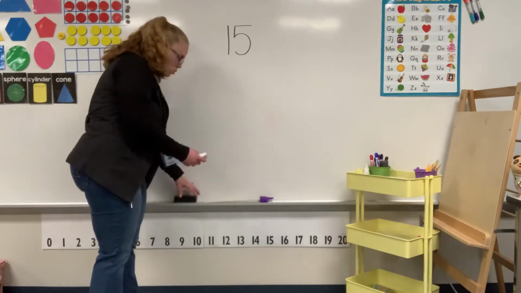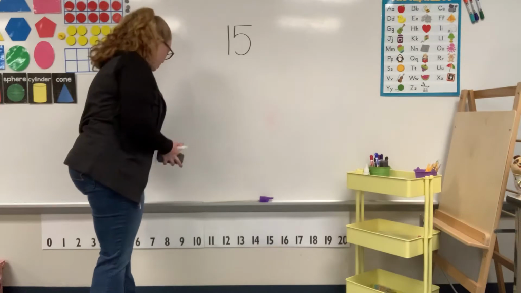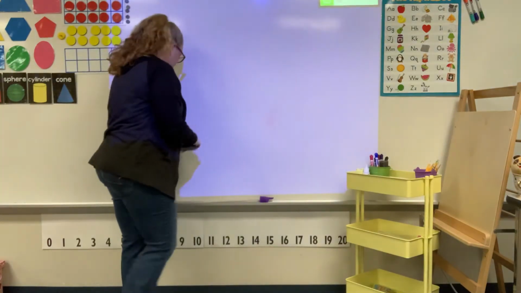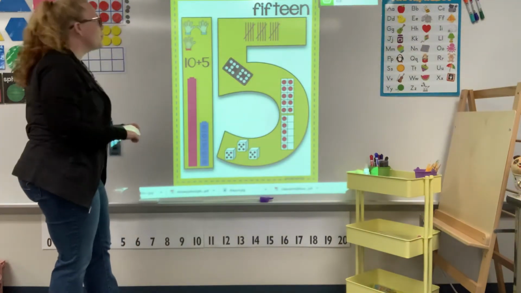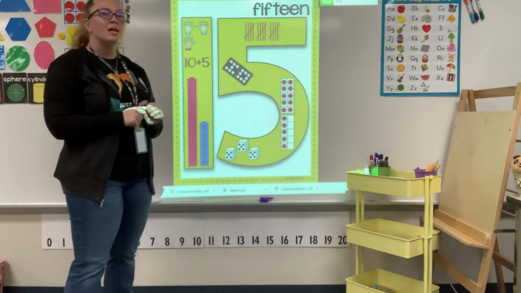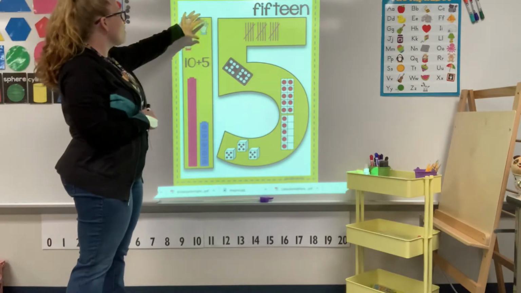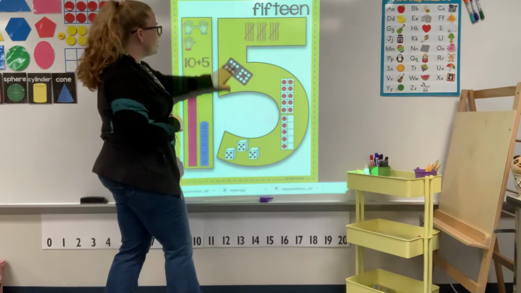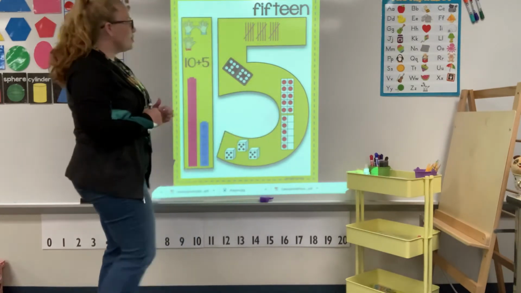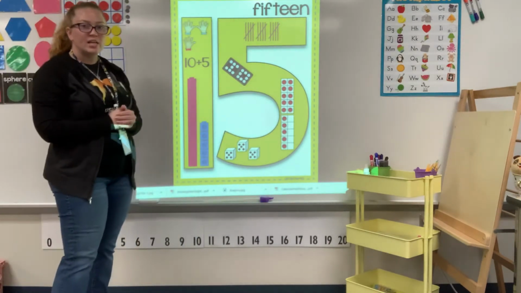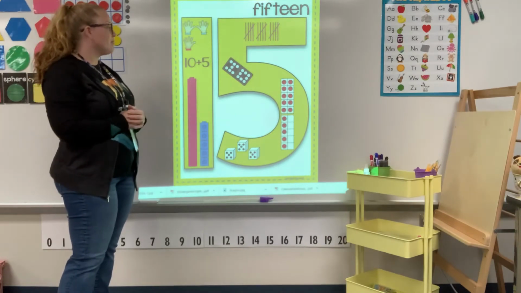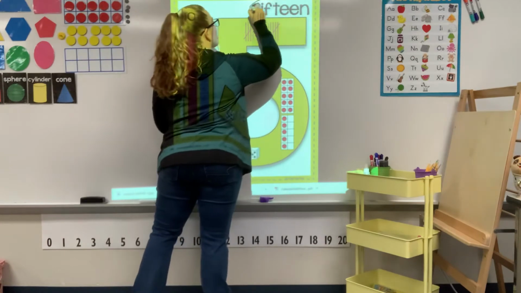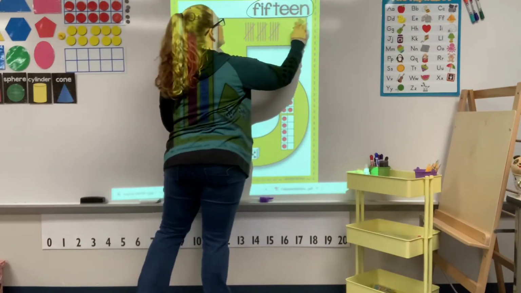I'll bring up my poster. Okay, so we have our big number 15 up here. We have our big number 1 and then our big number 5 beside it. That represents the number 15 in a number. We also have our written number, the word 15 up here.